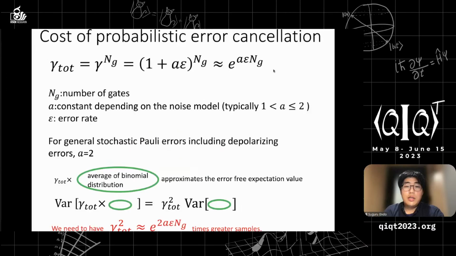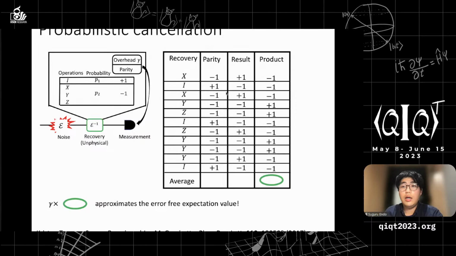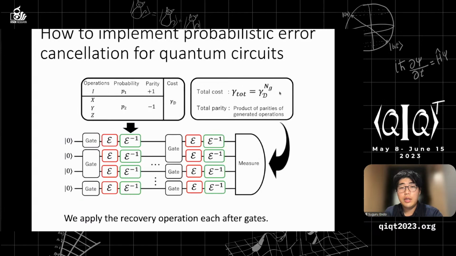We make the same table after each experiment. And we substitute gamma with the total cost, and the parity becomes the product of the parities of the generated operations. We make this table, and we can apply probabilistic error cancellation during the circuit execution.